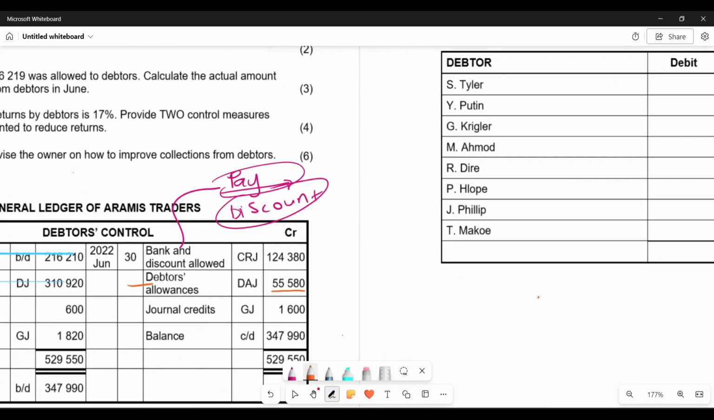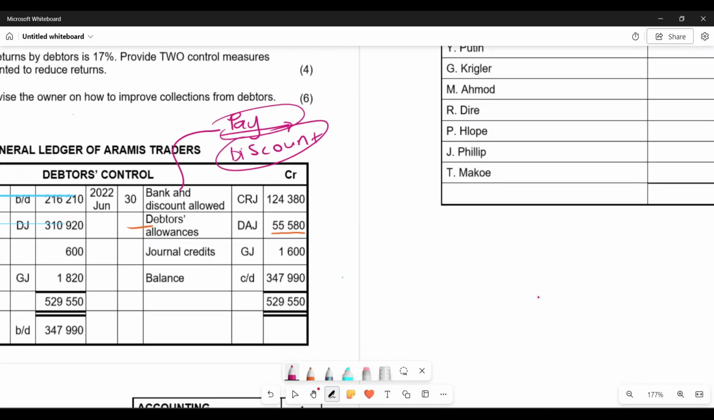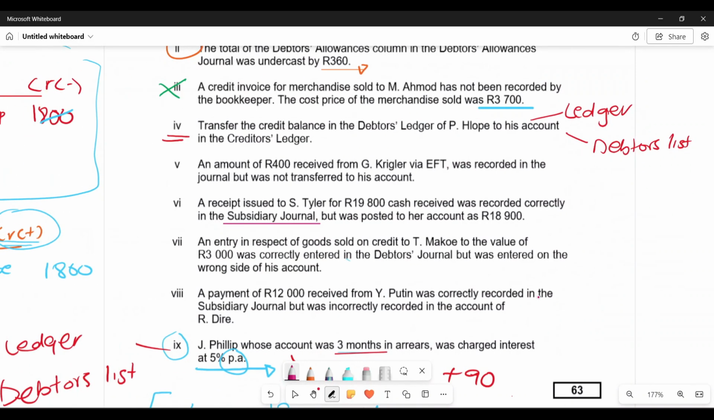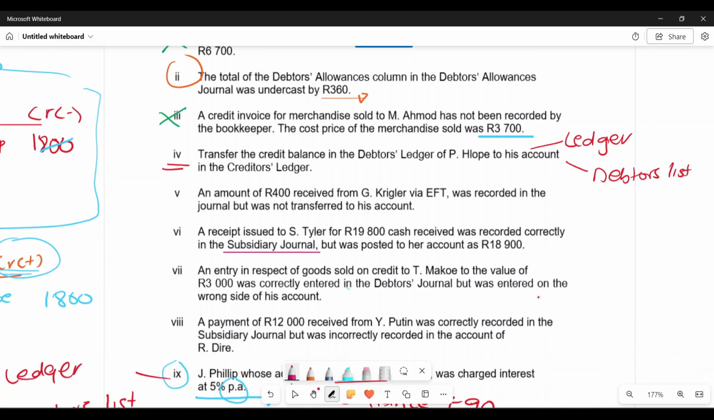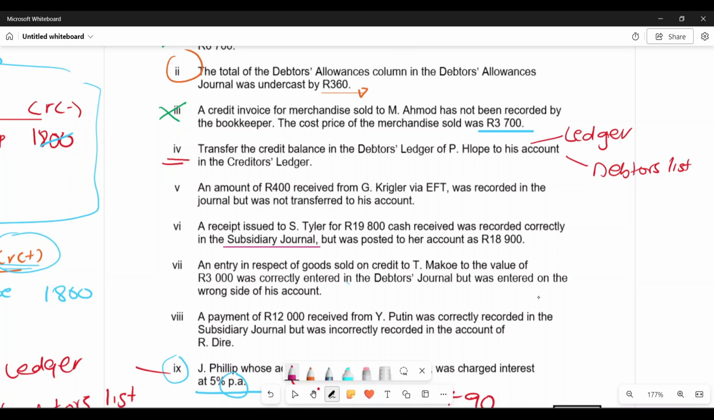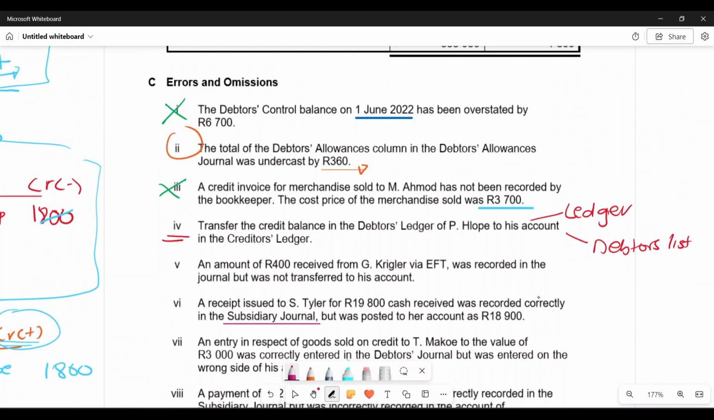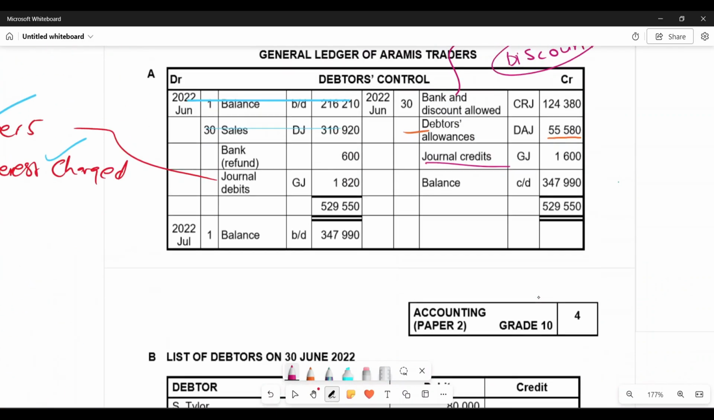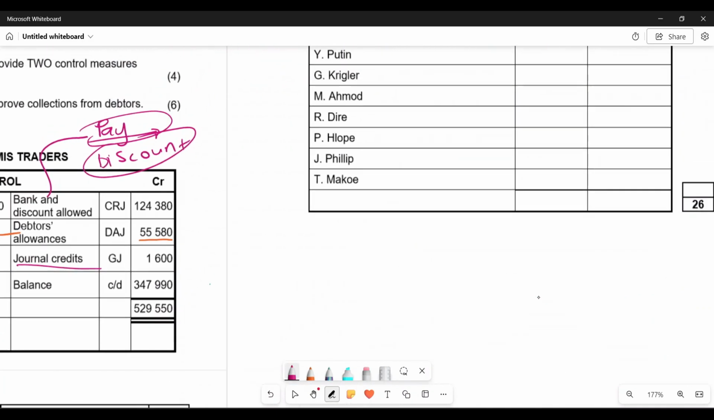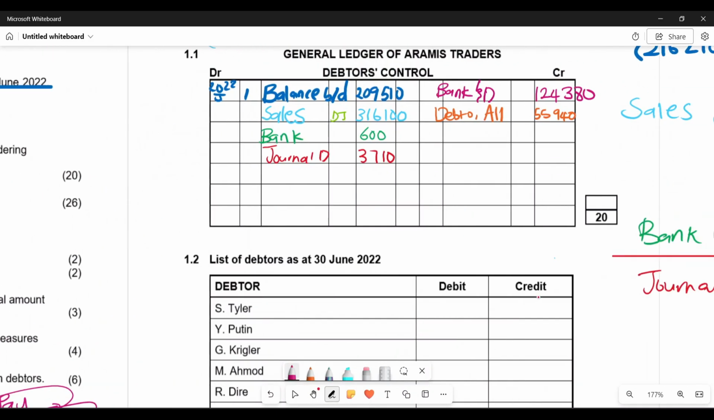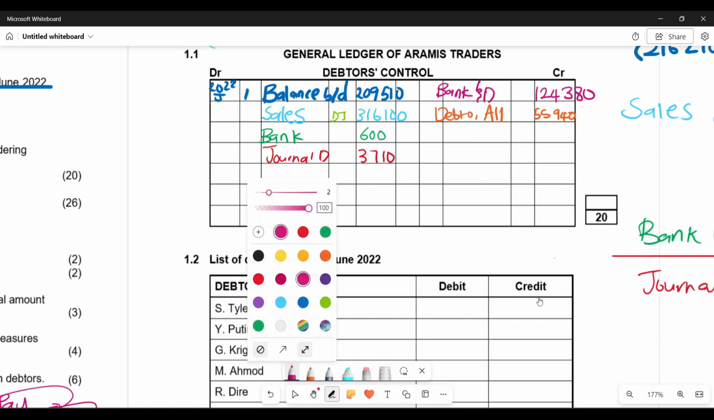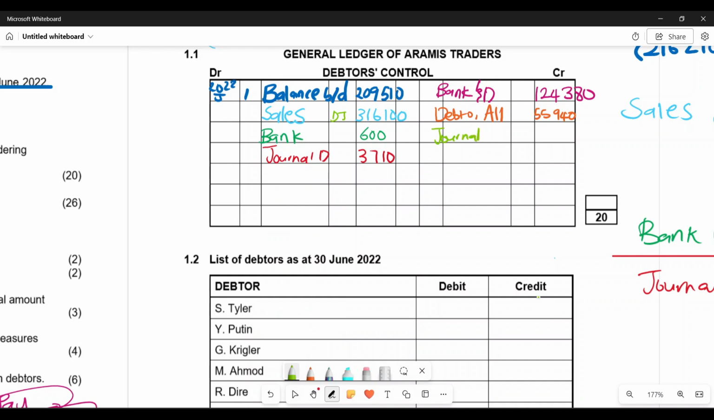All right, now what other line item do I have? General credits. So let me see. So here on these transactions, this transaction was recorded in the journal but not transferred to his account. This would affect our debtors list. Same applies to this, it would affect our debtors list. Now, all these transactions which are left here, they would affect our debtors list. So as a result, your general credit amount would remain as it is, which is 1.6, right? So general credits, and this would still be 1.6.